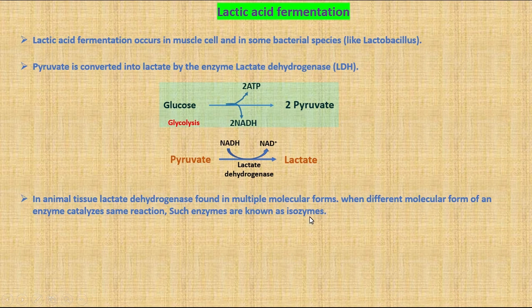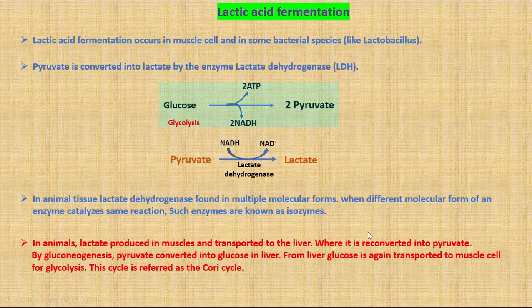When different molecular forms of an enzyme catalyze the same reaction, such enzymes are known as isozymes. In animals, lactate produced in muscles is transported to the liver, where it is reconverted into pyruvate. By gluconeogenesis, pyruvate is converted into glucose in the liver. From the liver, glucose is again transported to muscle cells for glycolysis. This cycle is referred to as the Cori cycle.